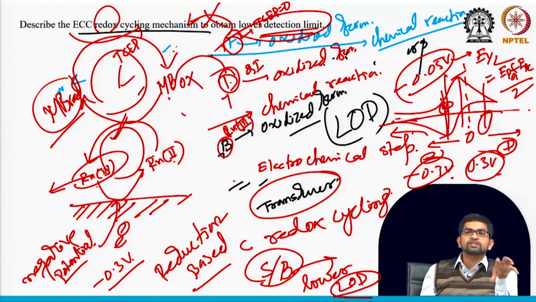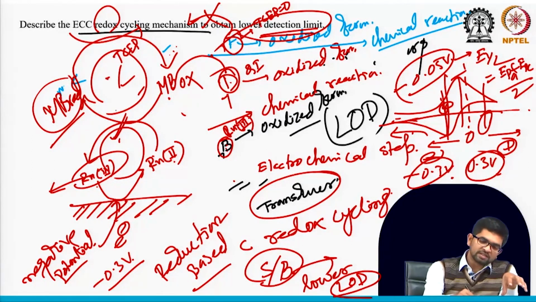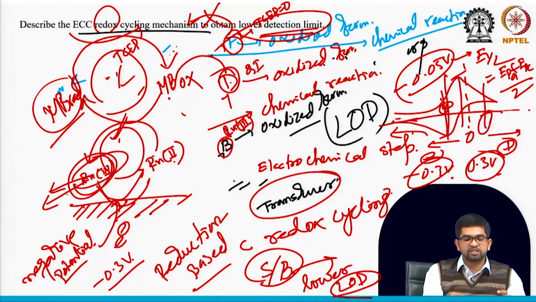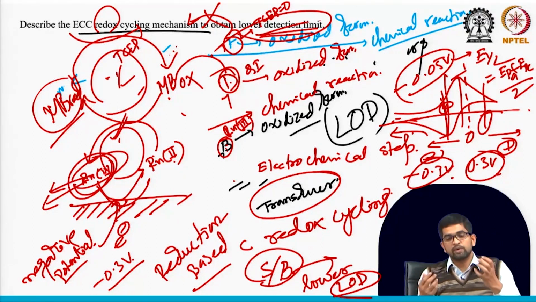So how does ECC redox cycling actually help to get lower limits of detection? Because these many cycles generate more of the oxidized or reduced species, whatever you want to oxidize or reduce, on the electrode surface. Its concentration increases with time and you get a high signal. Naturally your limit of detection will be very low, and you will get a highly sensitive biosensor.